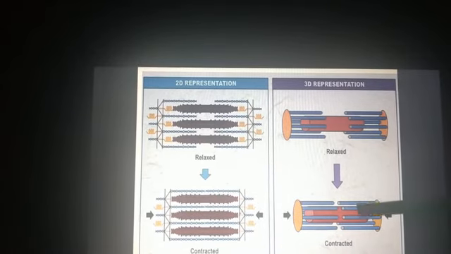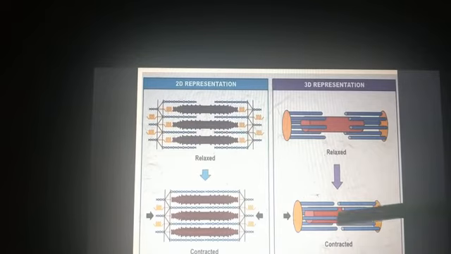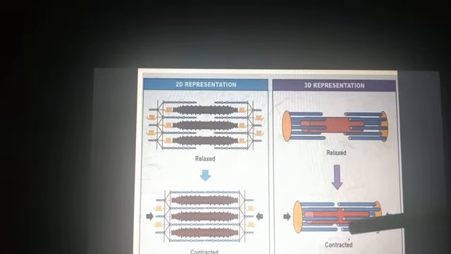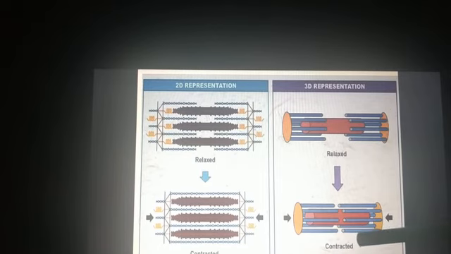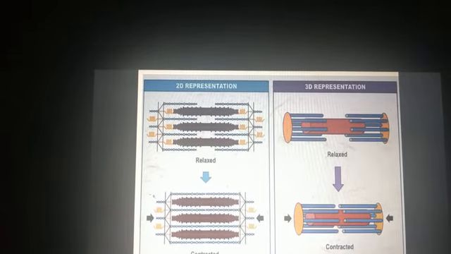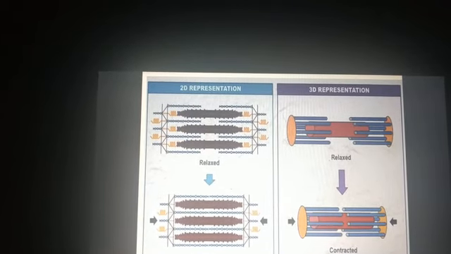You can see in this diagram during contraction. So the inside portion, that is the myosin, and this outside blue color is our actin. So what will happen? The myosin filament is sliding over the actin filament, and this causes the contraction of the muscles. So this is all about movement by muscle.